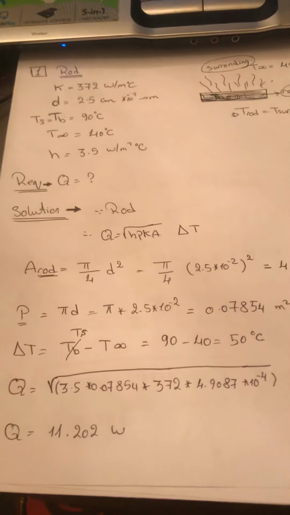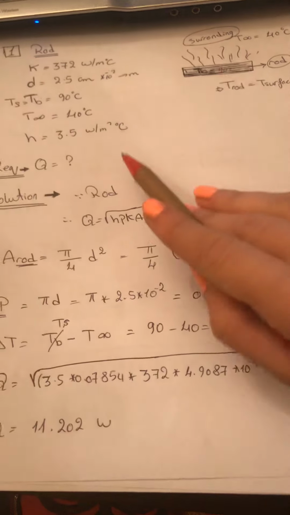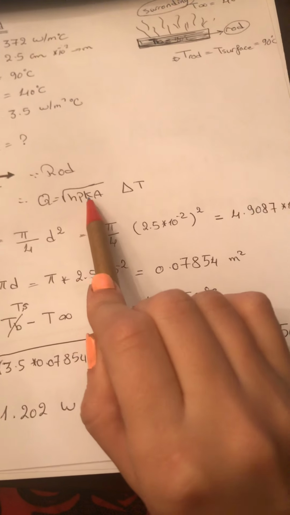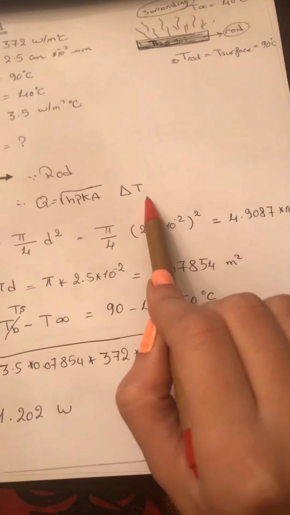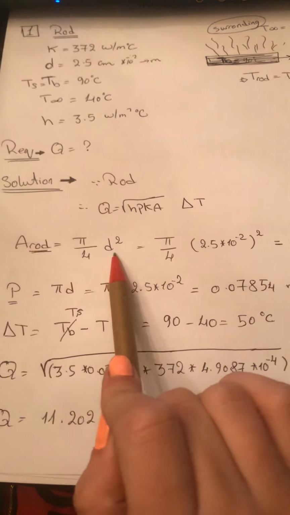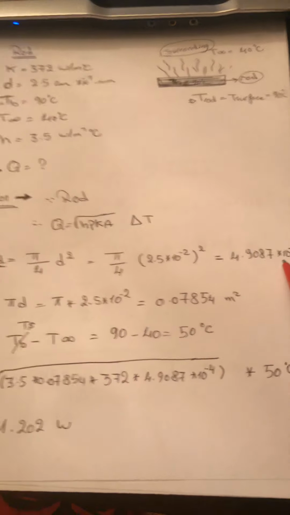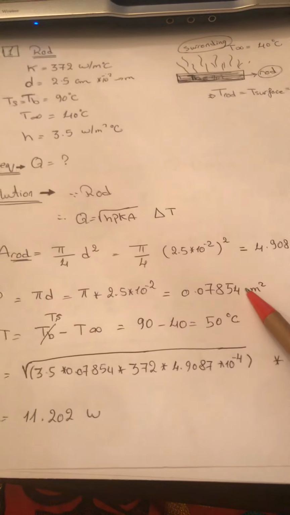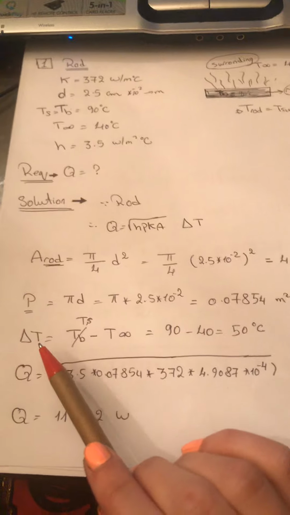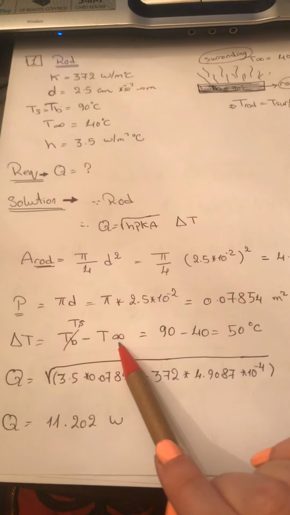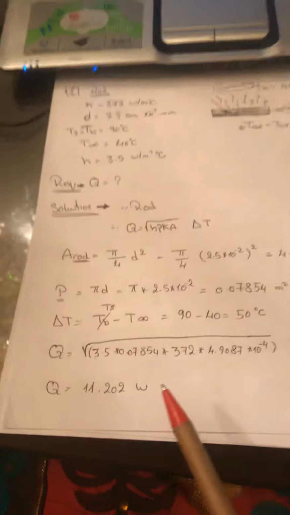How to answer? First of all, we have to know that this is a rod. So we write the equation for the rod, that Q equals root HPKA multiplied by delta T. Area for the rod, we take it that it's equal to pi over 4 d squared. The P, its rule equals pi d. Delta temperature is TB, T body or T surface, minus T environment or T atmosphere, equals 50. You make direct substitution and it will be easy. Okay?